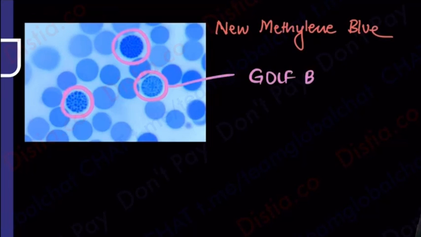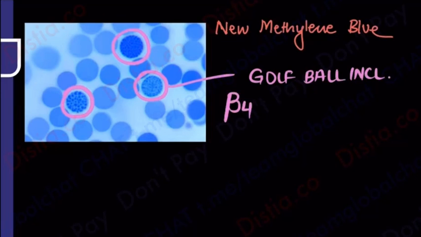Have a look at this picture first and foremost. Why is it looking like a blue washed out picture? Because here you have used a stain called new methylene blue, and in new methylene blue you can see these cells. These are all said to be the golf ball inclusions. Now you know what the golf ball inclusions are. Golf ball inclusions are going to be beta 4.